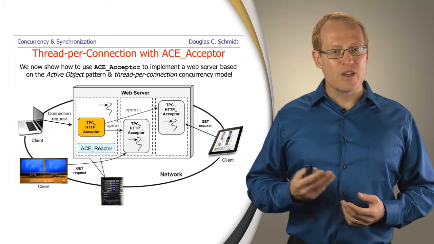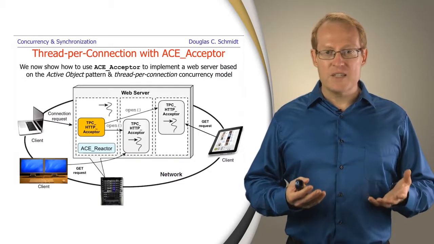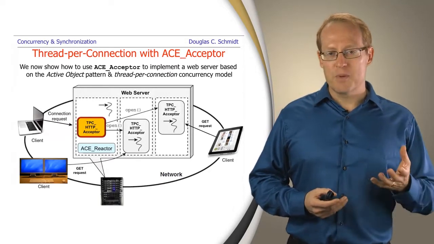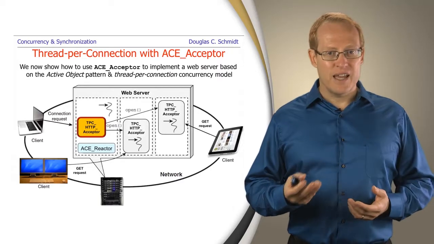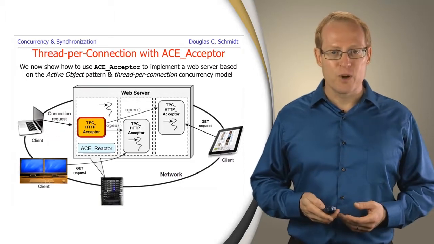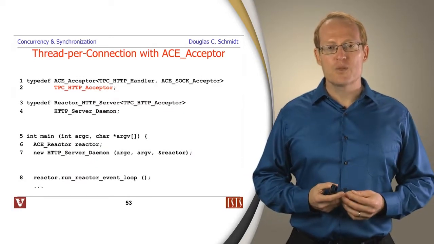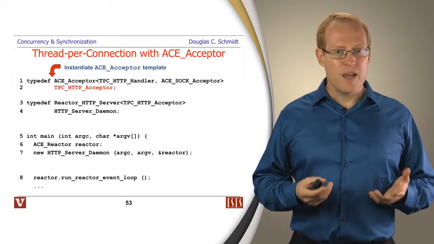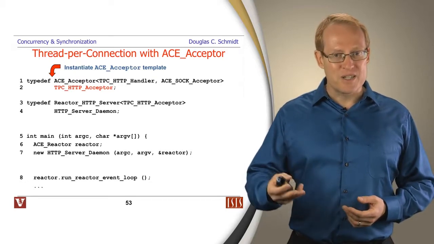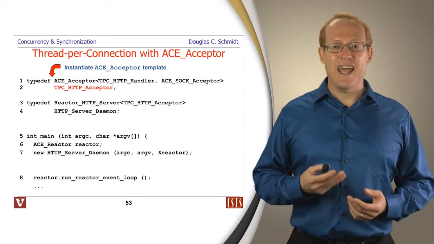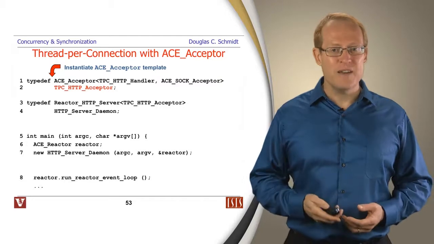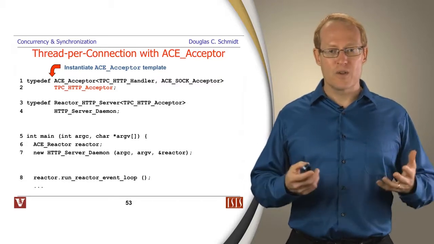Here now we illustrate how we can go ahead and extend the ACE Acceptor in order to provide the next piece of this particular solution. So we're going to implement something called a TPC Acceptor. And this is going to be an acceptor for HTTP objects, and TPC, of course, stands for Thread Per Connection. Here's the illustration of how to do this. We go ahead and we instantiate the template, the ACE Acceptor template, to make a TPC HTTP Acceptor object class. And this, of course, we instantiate with the TPC HTTP handler that we just looked at, and the ACE sock acceptor. So we've got all those pieces set up.